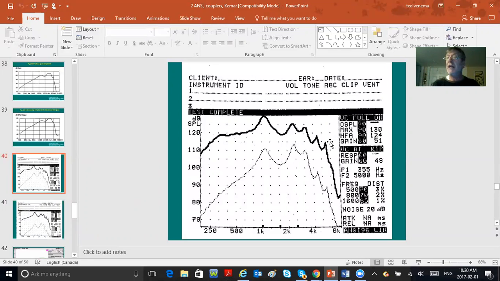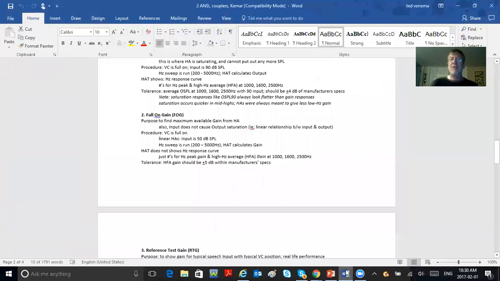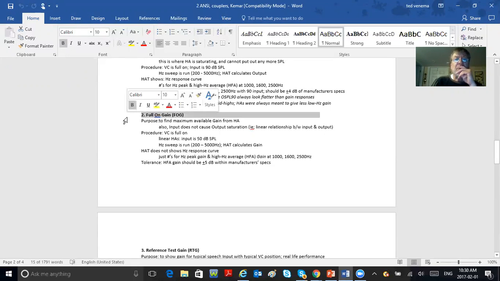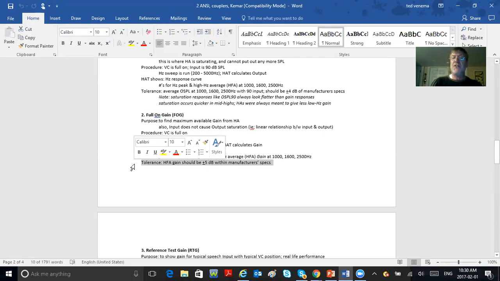What's the full-on gain with more average input levels? So the volume here has been left full on, but the input is less. The input is now 60. And the hearing aid just shows you numbers. What was that full-on gain? And the tolerance should be plus or minus 5 dB of manufacturer's specs.